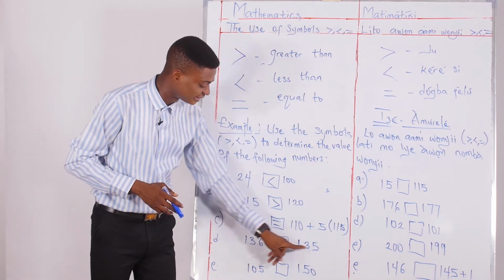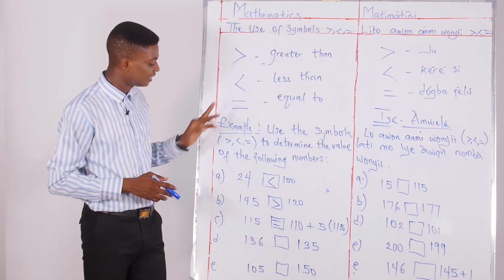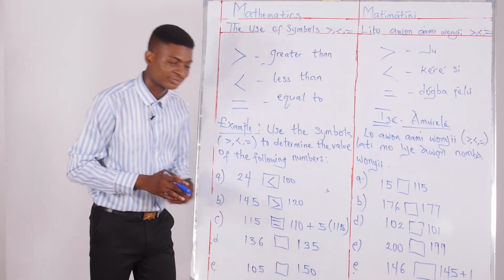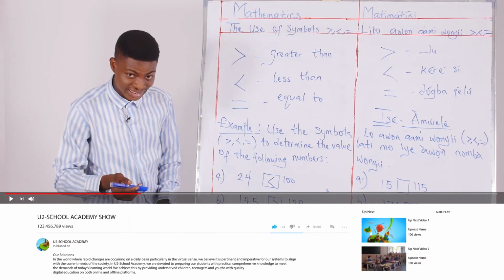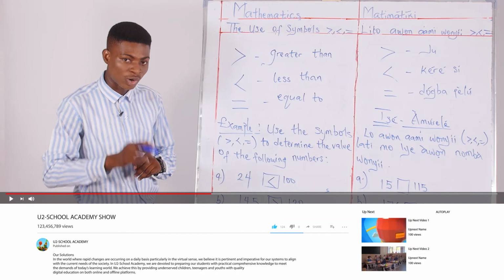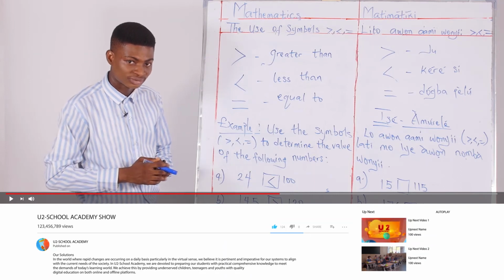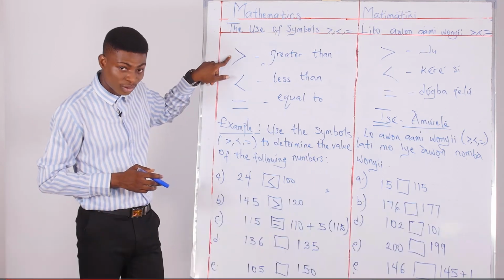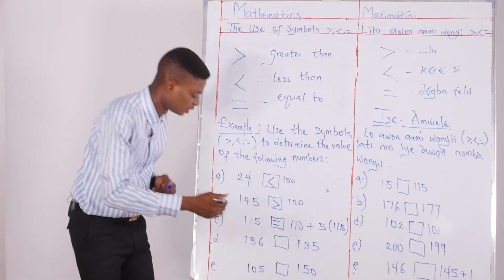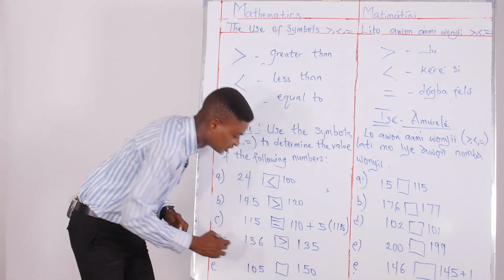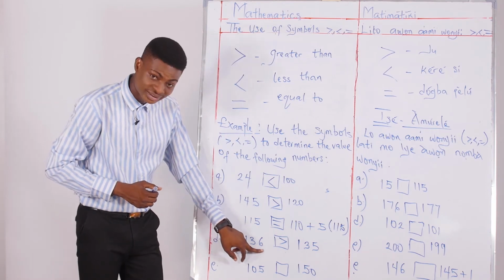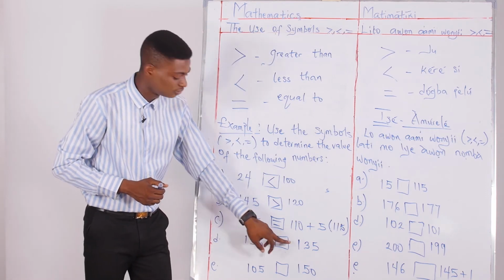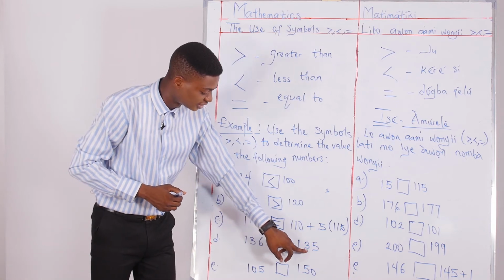Or is it less than 5? Or is it equal to 5? 6 is what? Greater than 5. Good. So which symbol will I be putting in the box? The first symbol? Yes. Good. Now I have this greater than sign, meaning 136 is greater than 135.